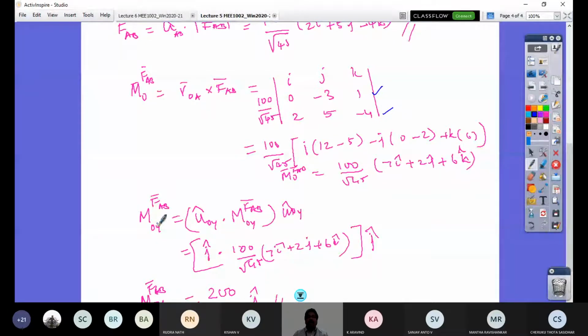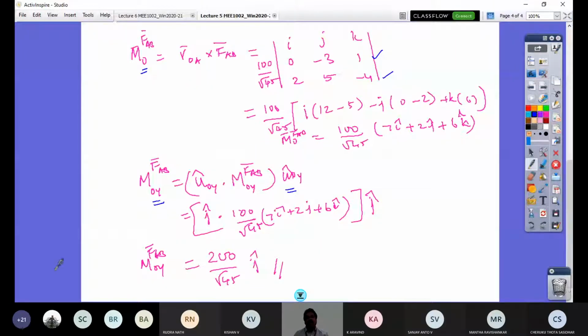Now see here, the subscript I use is OY, whereas here I have used the subscript O. So O is a point, OY is an axis. To get the moment about this axis, I take the dot product of this moment vector with the unit vector of the axis. That would be my magnitude about the y-axis, and again I multiply that with the unit vector to get it in vector form. The unit vector of the y-axis is j. When I do that, I get this. This is what we stopped at in the last class.